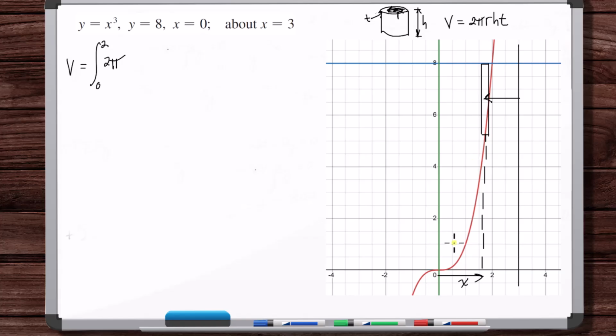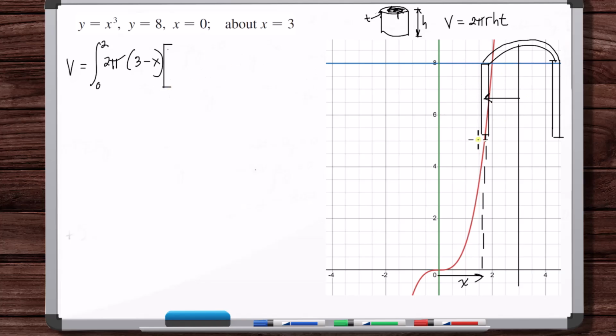Based on a given x that we're at for a rectangle, what is this distance? It's 3 minus x. So the r is 3 minus x, right? Because you're going to be revolving it. You see, that's the radius. 3 minus x, that's the radius of this shell here. Now, what's the height? Well, the height is where the function comes in.